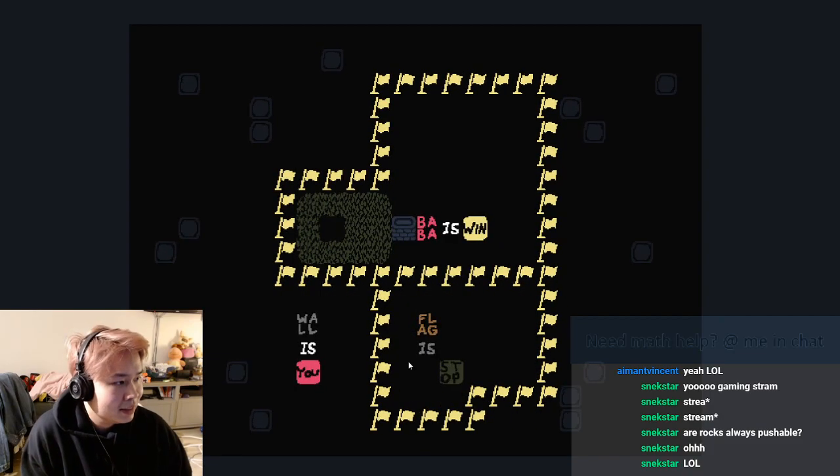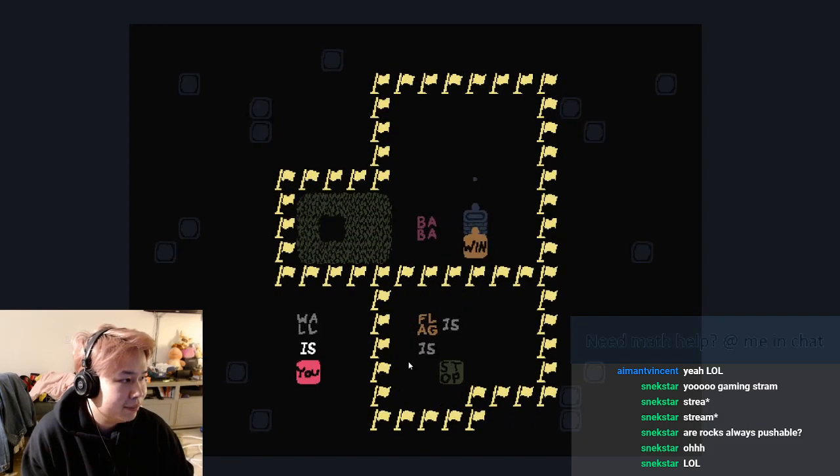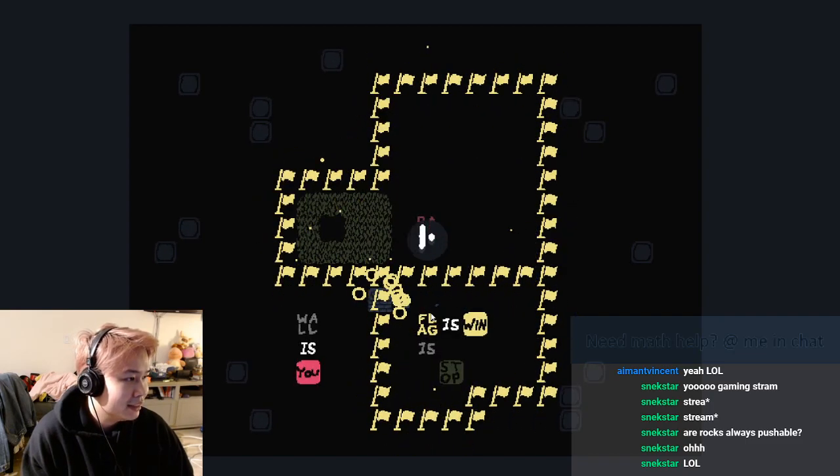Issue is, Baba is not even on this screen. So logically, that means that I need to make something else win. For example, if I make flag is win, now every single flag on this stage is a winning objective, so I can just touch anywhere.